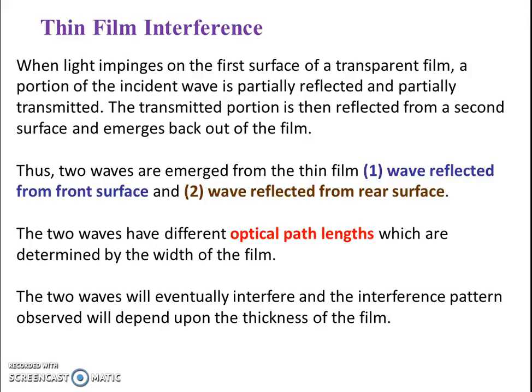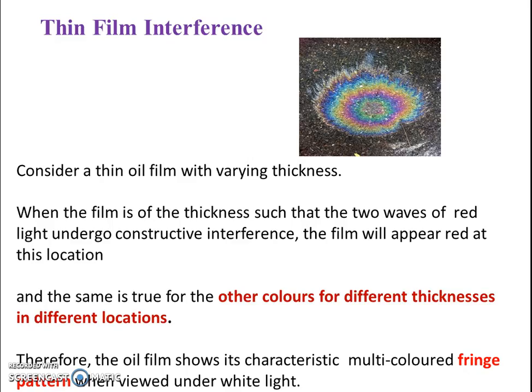The two waves have different optical path lengths, which are determined by the width of the film. The two waves will eventually interfere, and the interference pattern observed will depend upon the thickness of the film.